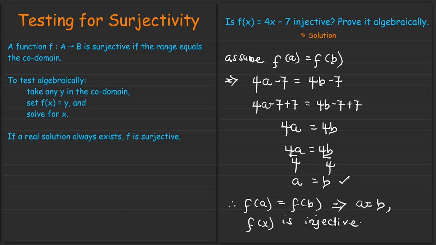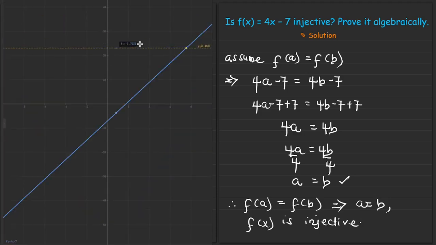To try this out, let's get the graph and then see. So this here is the graph of 4x minus 7. You see, and using our horizontal line test, if I'm to bring this horizontal line down, it cuts this blue line just at one point. There are no 2 points that share this. So with that, we can simply say it is injective. You see.